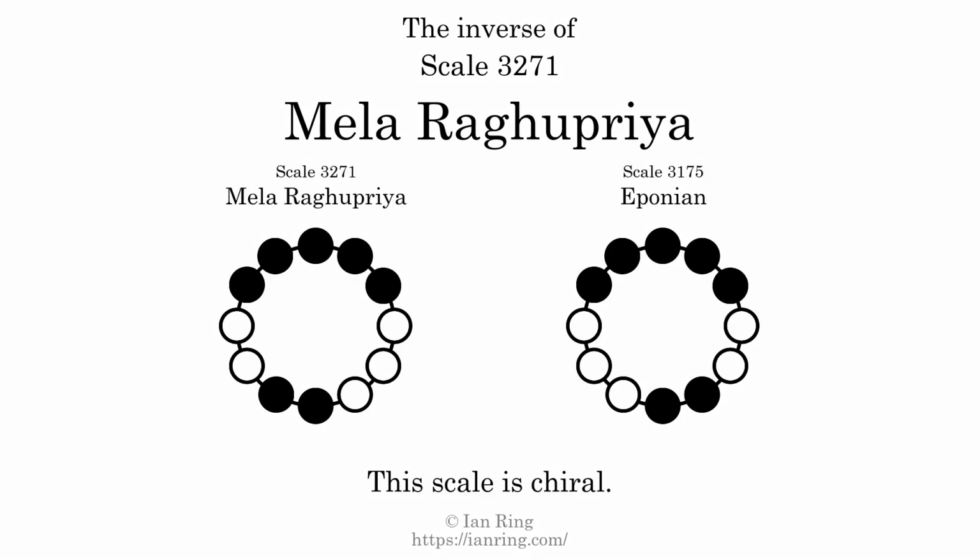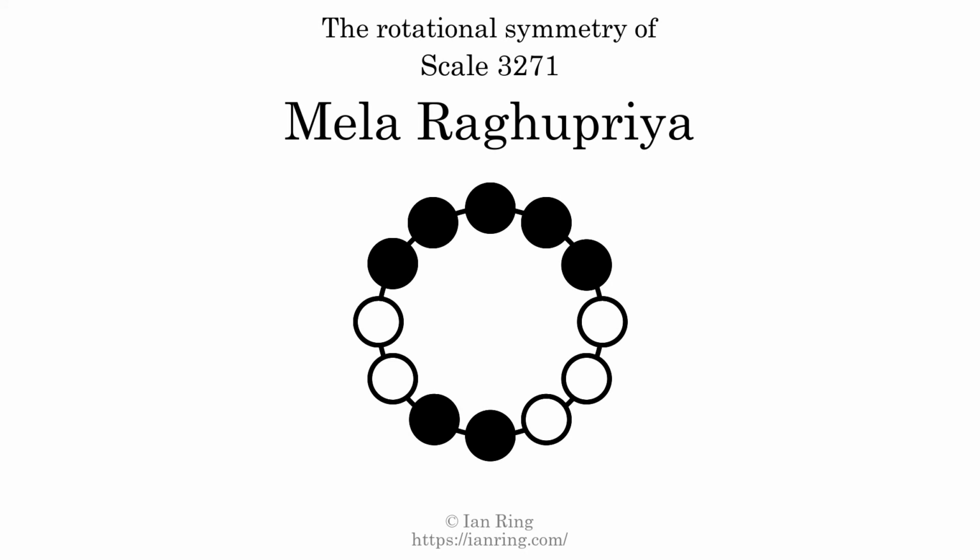The inverse of a scale is a mirror image. It is what you get when the sequence of intervals is reversed. The inverse of this scale is scale 3175, also known as Eponian. This scale is chiral. It cannot transform into its inverse by rotational transformation. This scale has no rotational symmetry.